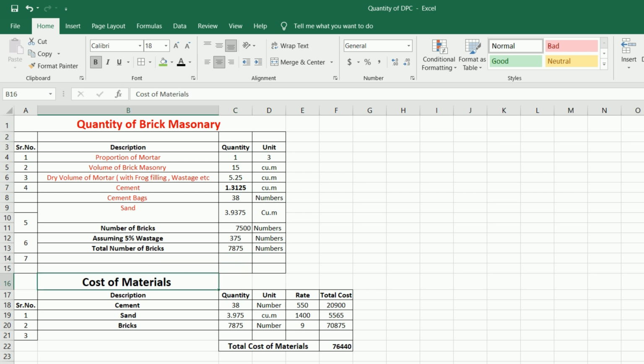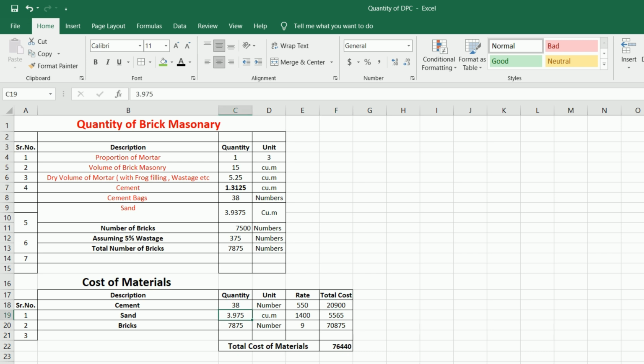Now let me find the cost of these materials. In the description, we will find the total cost of cement, sand and bricks. You can see we require 38 cement bags, with numbers as the unit. The per cement bag price or rate is 550 rupees. So the total cost of cement is 20,900 rupees.